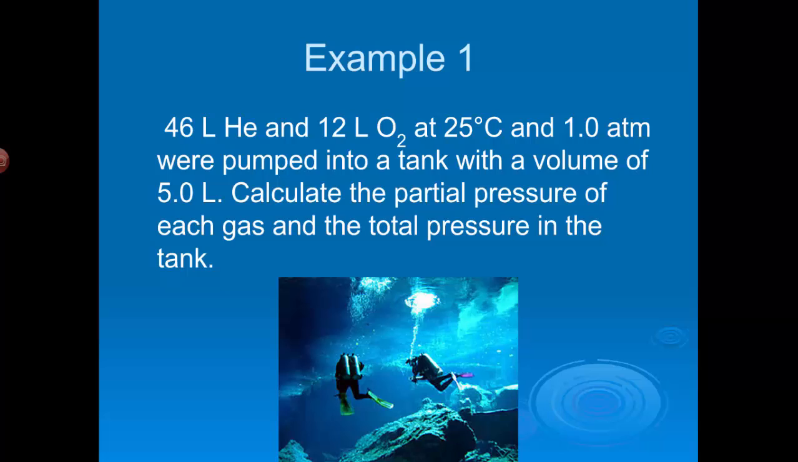So we've got 46 liters of helium, 12 liters of oxygen. We're going to put them all into a 5-liter tank. Obviously, the pressure is going to be very high because we're squashing these 58 liters of gas into a 5-liter space. And we're going to calculate the partial pressure of each gas and the total pressure in the tank. Okay, so let's figure out what we need to do.